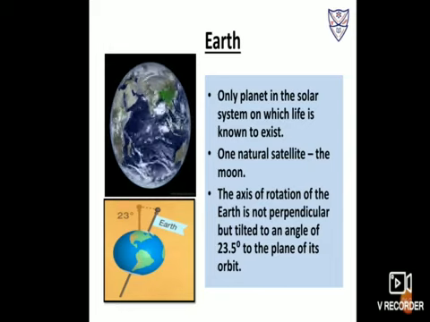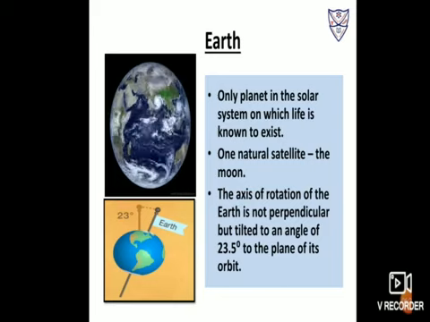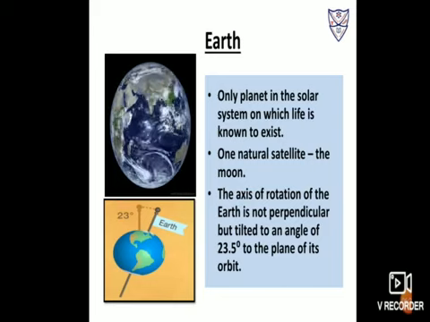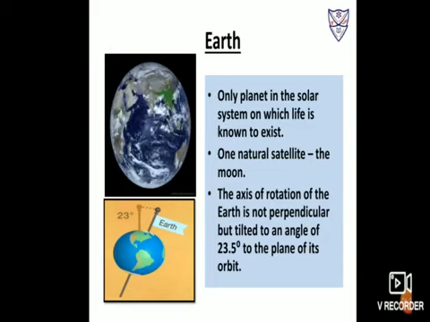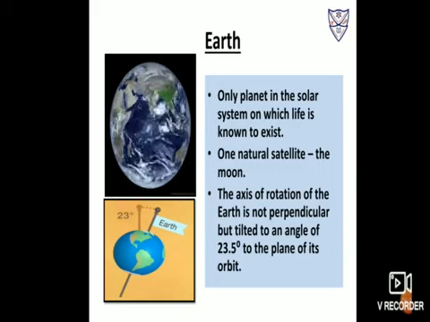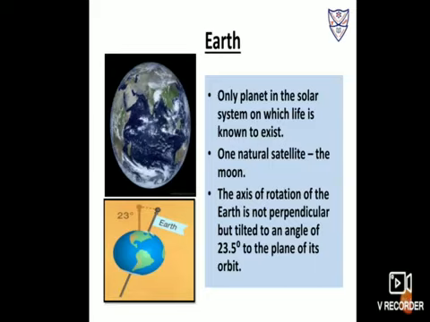The axis of rotation of the Earth is not perpendicular, but it is tilted to an angle of 23.5 degrees to the plane of its orbit. So, the tilt position is responsible for the change of the seasons on the Earth.